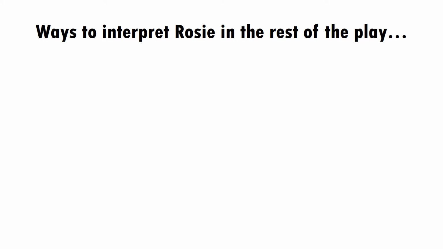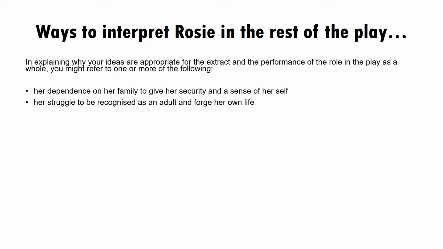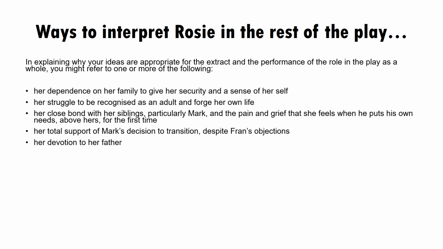So in addition to thinking about how you might interpret Rosie within this specific extract, the question also demands us to consider how you might portray Rosie in the entirety of the play. So let's think of some ideas. Maybe her dependence on her family to give her security and her sense of self. Her struggle to be recognised as an adult and forge her own life. Her close bond with her siblings, particularly Mark, and the pain and grief she feels when he puts his own needs above hers for the first time. Her total support of Mark's decision to transition despite Fran's objections. Her devotion to her father Bob.